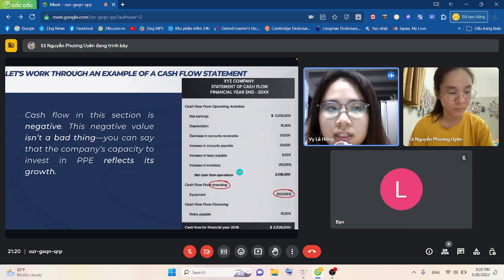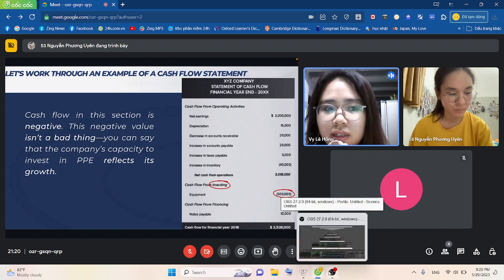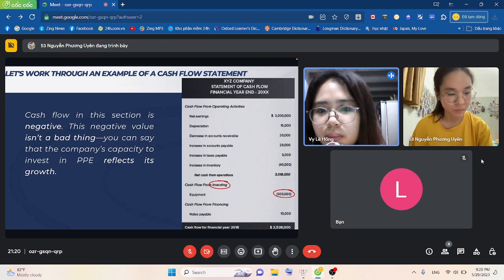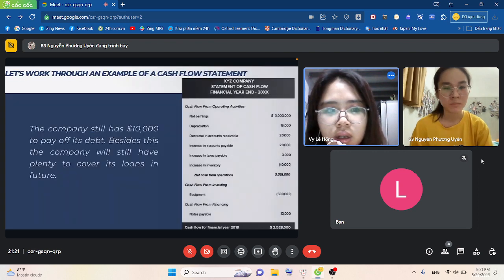Second, investing activity. Since the core operating activity is generating income, the business can now invest in equipment. Because the company is investing $500,000 in equipment, its cash flow in this section is negative. This negative is not necessarily a bad thing. You can say that the company's capacity to invest in PPE reflects its growth.